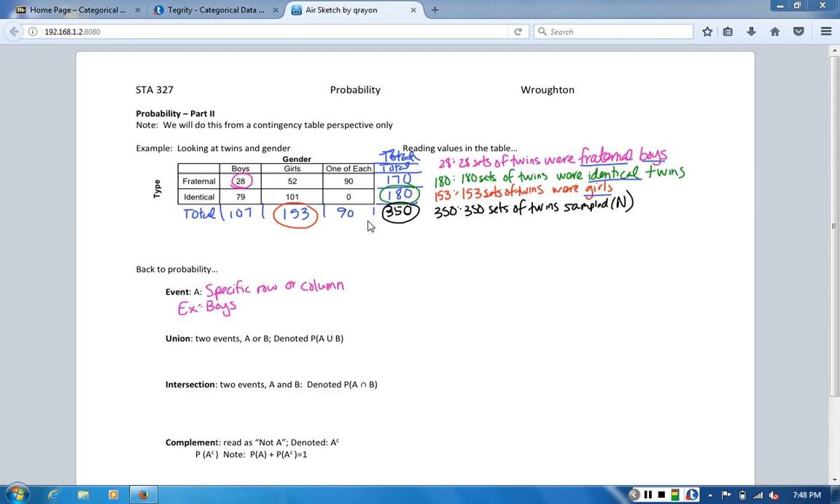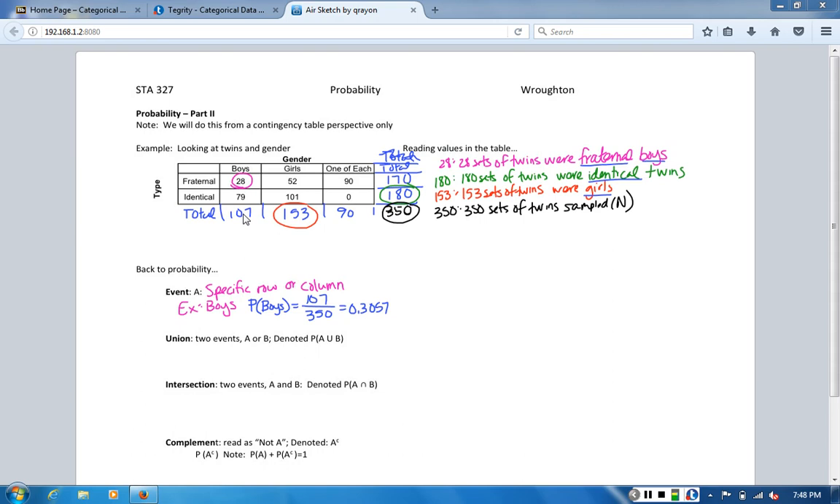And so then if I wanted to find the probability of having both boys, that's just going to be the total number that were both boys. So that's our 107. Notice that's just our boys column total over my entire sample, which is 350. So giving us a probability here of a little bit more than 30%.